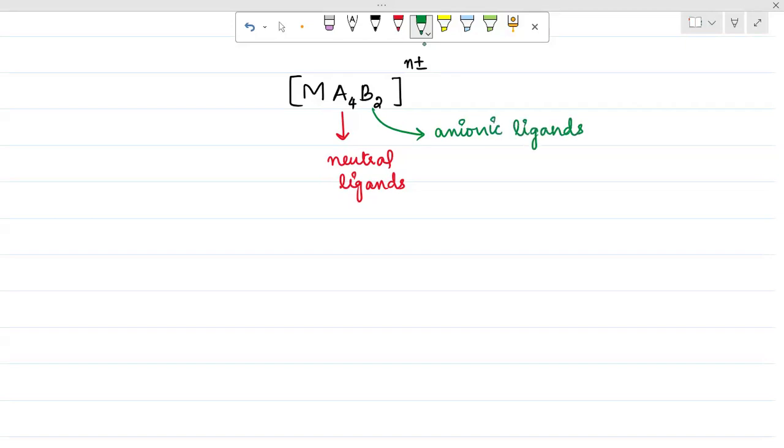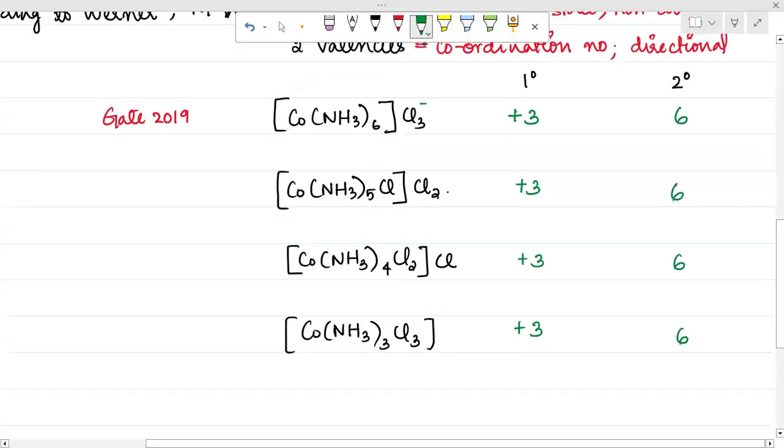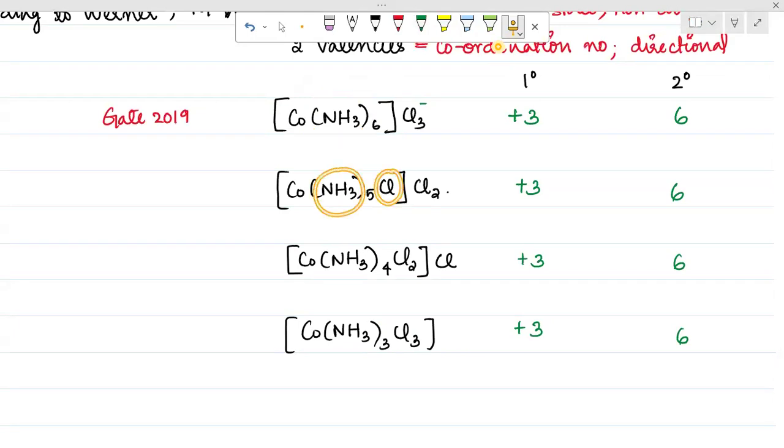If you could see the examples that were written earlier, here only NH3 is present, so leave that. Here NH3 and chloride is given. Neutral ligand was written first. Here also, here also. So throughout, what Werner said is if any complex is given to you, you have to ensure that the neutral ligands are first written, followed by the anionic ligand.